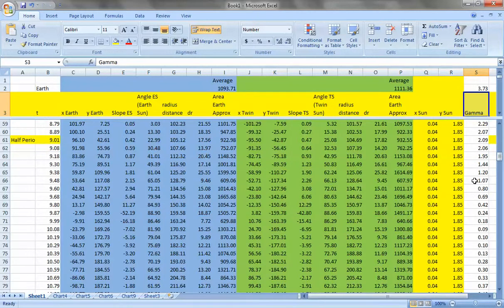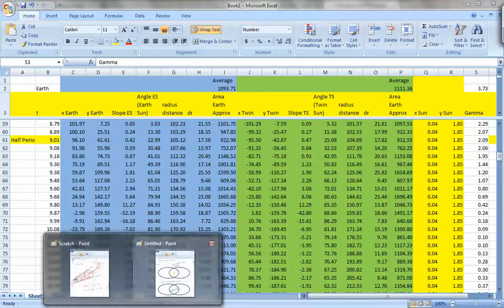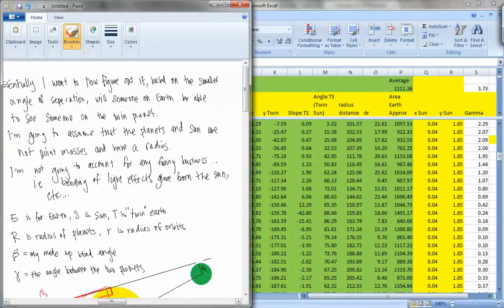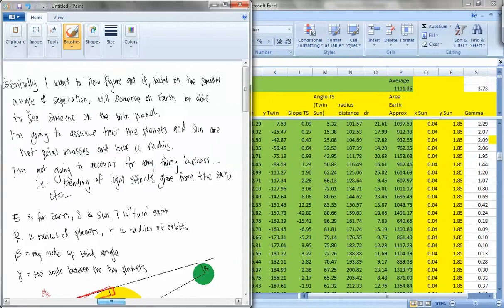If you consider these things point particles, then obviously it would be visible. But that's the second part of my analysis, and I'm working on this too. I want to figure out, based on the smaller angle of separation, whether someone on Earth will be able to see someone on this twin planet. I'm going to assume that the planets are not point masses and they actually have a radius. What I'm not going to account for is any funny business, like the bending of light around gravity. I just don't know enough physics to take care of that. Or the glare.